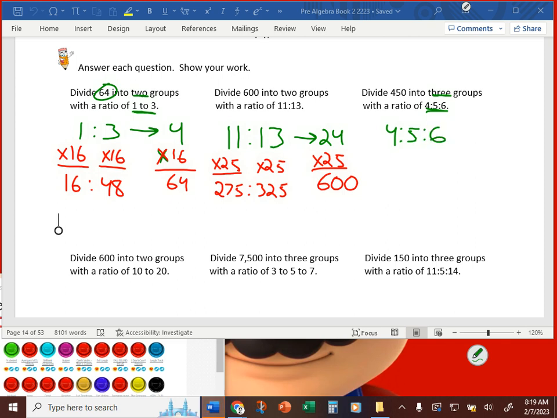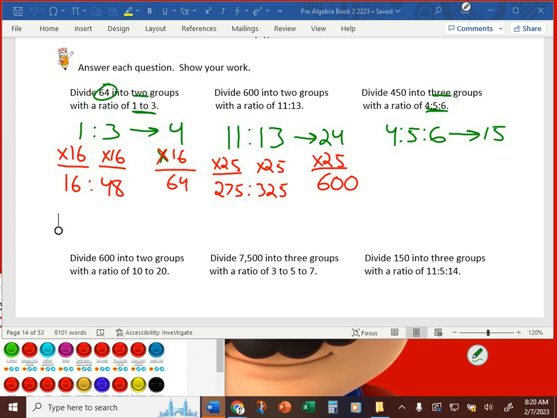How many items are represented in a 4 to 5 to 6 ratio? Scarlett, how many items are represented here? Sometimes it helps to add these things by finding tens, right? 4 and 6 make a 10. Then you got 5. What's that? 10 plus 5. We got the 4 and the 6, there's our 10. 15, right?